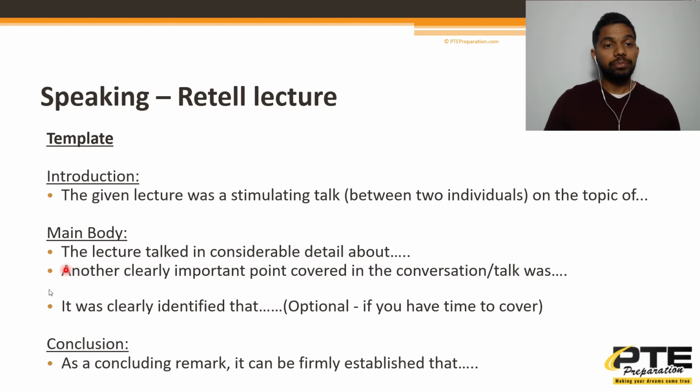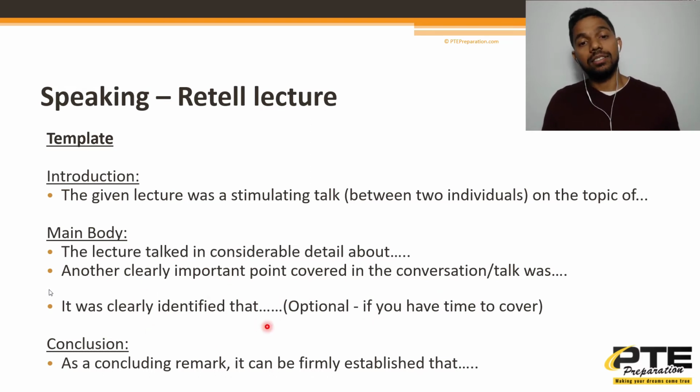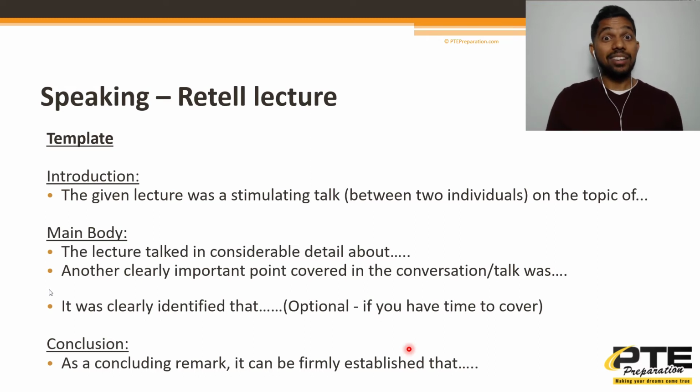The main body: the lecture talked in considerable detail about blank. Another clearly important point covered in this conversation was blank. Now, this third part of the main body, you can use it as optional in case you don't have that much content that you've covered here. So it was clearly identified that blank. And in the conclusion, you can say: as a concluding remark, it can be firmly established that blank. Okay, now obviously we want to fill in those blanks with notes, and like I mentioned in the previous lecture, you want to have notes that are longer than say 4 words long. And so let's get into it.